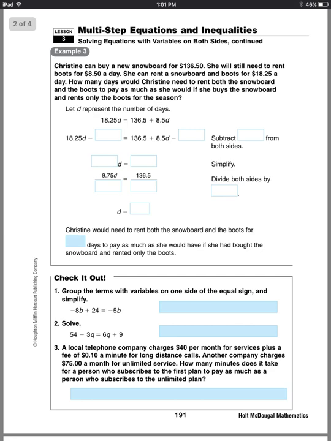So, it's $18.25 per day if she were to rent the snowboard and the boots. And that we want to equal 136.5 plus $8.50 a day, so we know when the two are equal to each other. So, we look at the side with the constant and the variable, and because there's a variable on both sides, we need to move the term with the variable. Right now it's being added, so we're going to subtract 8.5d from both sides.